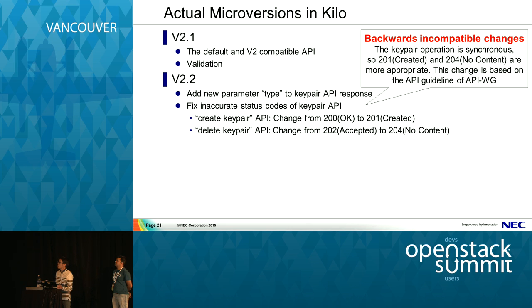200 to 201, 202 to 204. So these changes are backward incompatible changes, but we have decided on these changes because keypair operation is synchronous. So 201 created and 204 no content are more accurate. We have an API working group for building consistent API design for all OpenStack projects. And these changes are based on the API working group guideline.